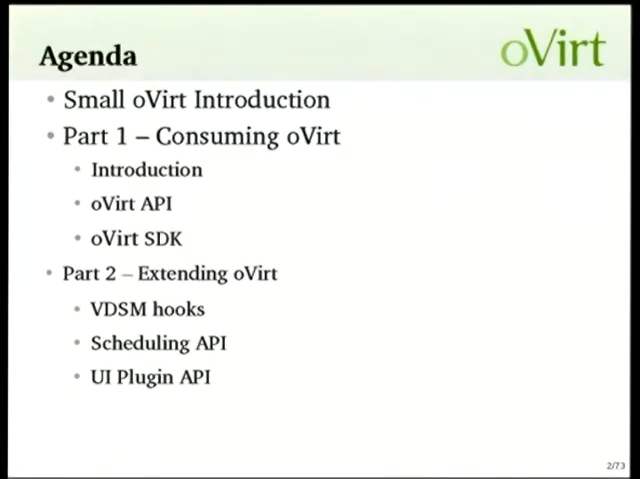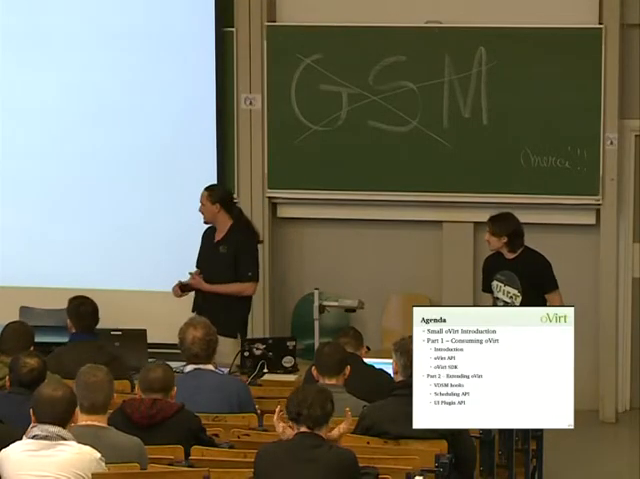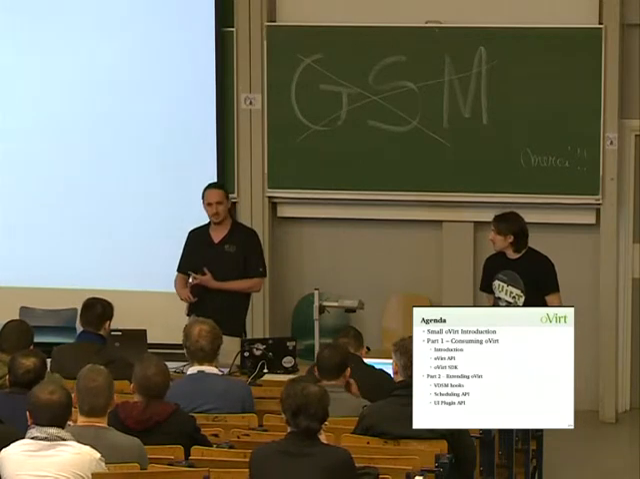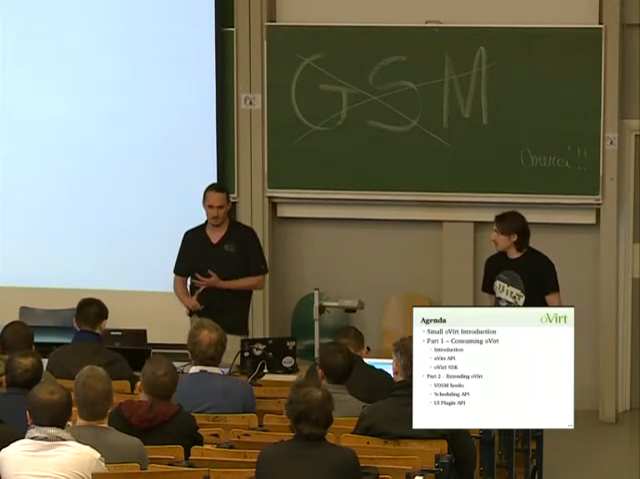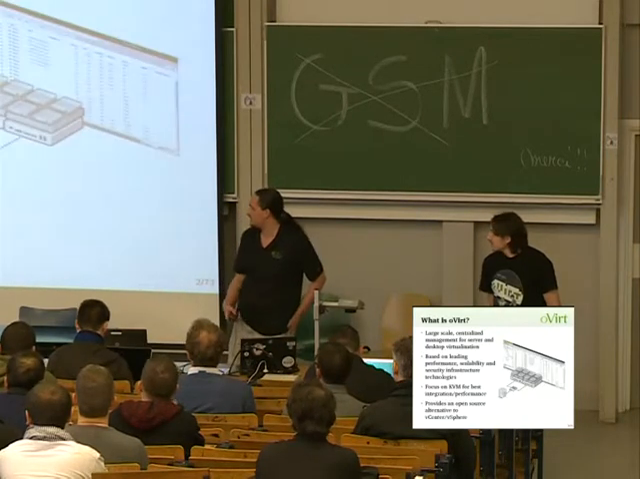So first of all, a small oVirt introduction for those of you who don't know what oVirt is. And then we're going to talk about two parts. First part is how to consume oVirt, which is just getting information and acting upon oVirt. This is important because it's going to be used in the second one, which is how to extend oVirt. We have VDSM hooks and the scheduling API and the UI plugins, which will be presented by René. So let's begin. So what is oVirt?